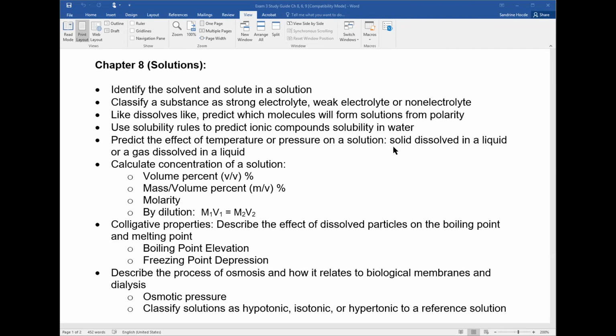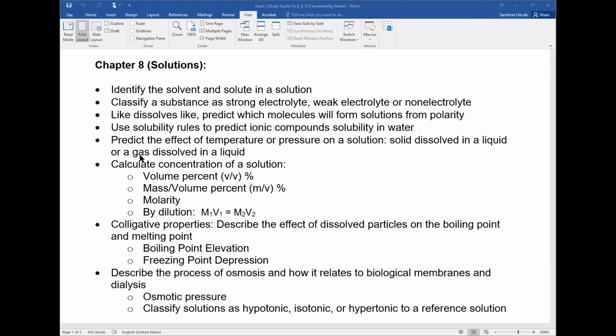The effect of pressure on a solid is null, which means there is no effect of the pressure on a solid dissolving in a liquid. It doesn't matter if you have a high pressure or low pressure above the liquid.